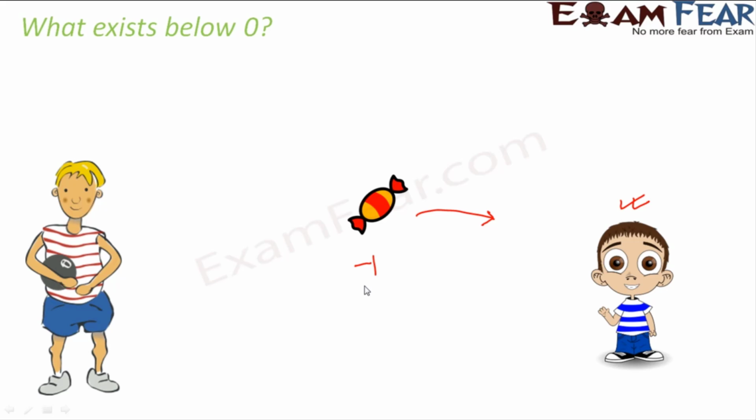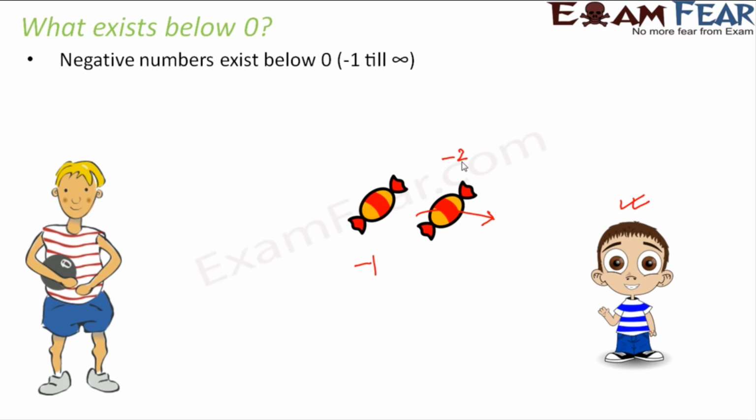-1 means he has 1 chocolate, but this is in negative balance. That means it is not his own chocolate. He has to return it later. Now if he borrows 1 more chocolate from his elder brother, how many chocolates does he have now? He has -2 chocolates. That means these 2 chocolates are not his own, but he has to return them later. So basically what we realized is there are negative numbers which exist below 0. And these negative numbers are just like the positive numbers with a negative sign. So you have numbers like -1, -2, -3, -4 and so on till infinity on the negative side.